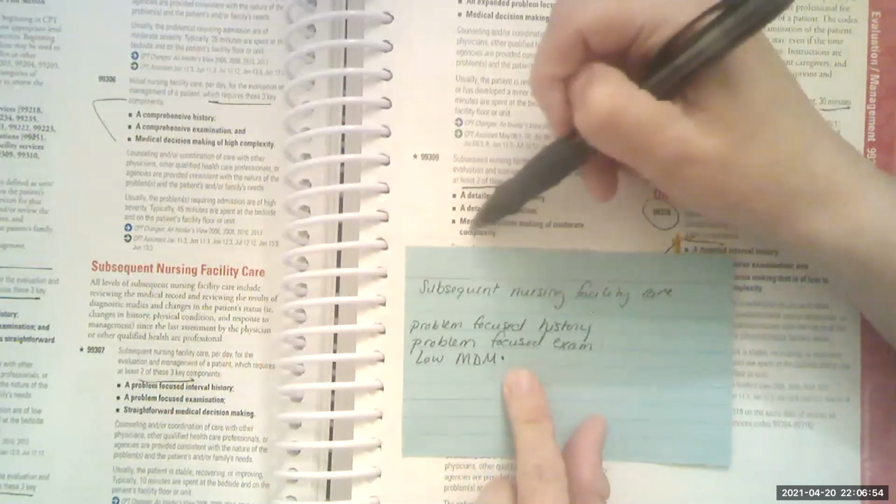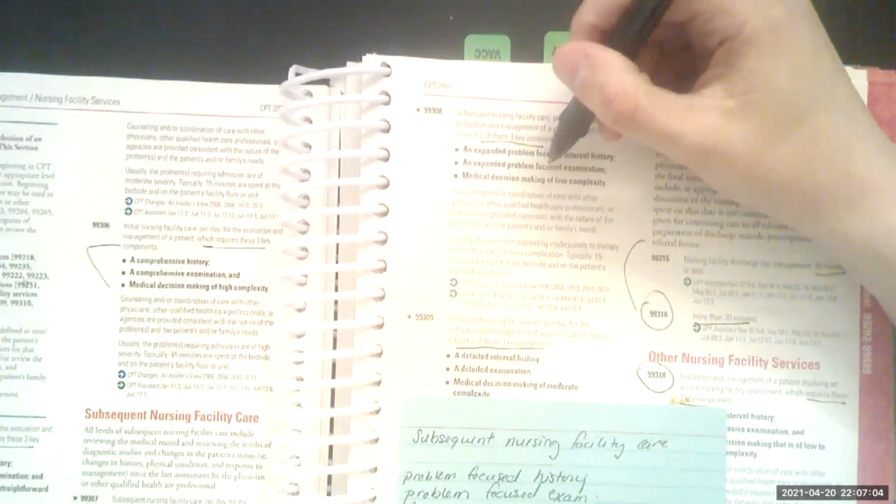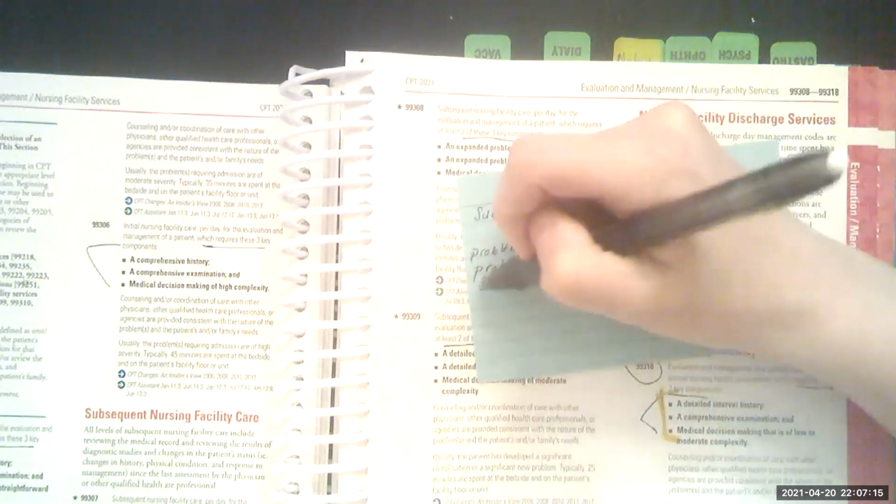And then here again, we have moderate complexity of MDM and detailed history and exam. Neither one of those fit. None of those fit here. Up here, we have an expanded problem-focused history, expanded problem-focused examination, and MDM is low complexity. Now that seems to fit really well, right? Because we have problem-focused history, problem-focused exam, and low MDM. Low MDM fits right in there.